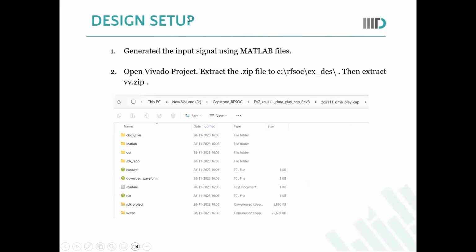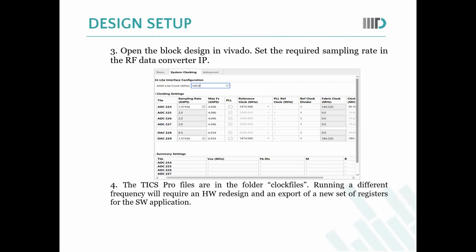Moving forward, for the design setup, we need an input signal that we generate through the MATLAB files. First we need to open the Vivado project, extract the zip files that we have, then open the block design in Vivado.